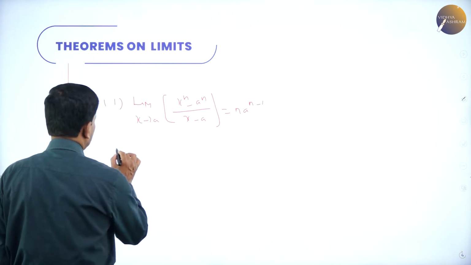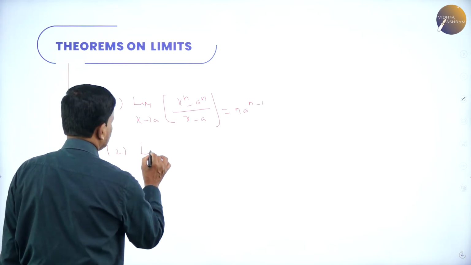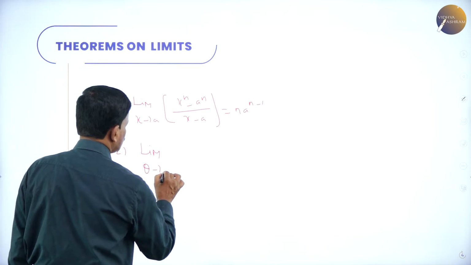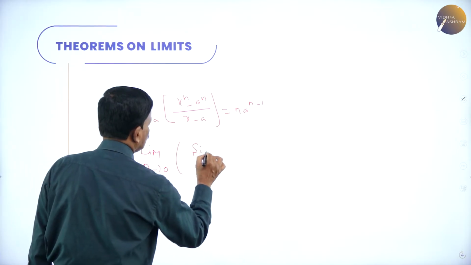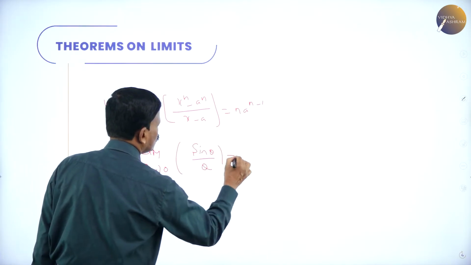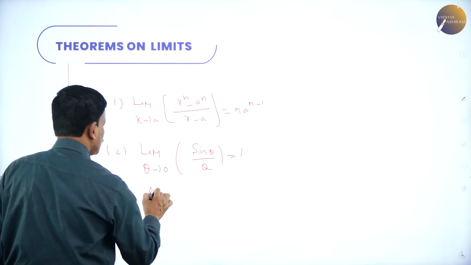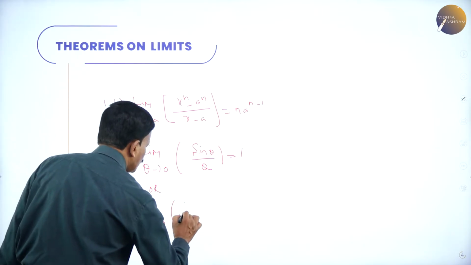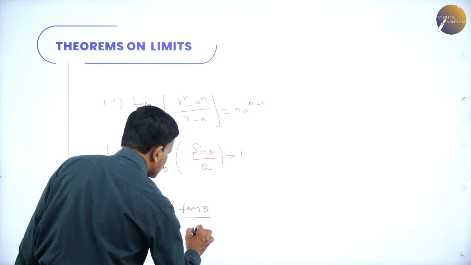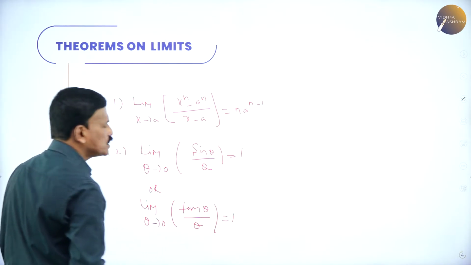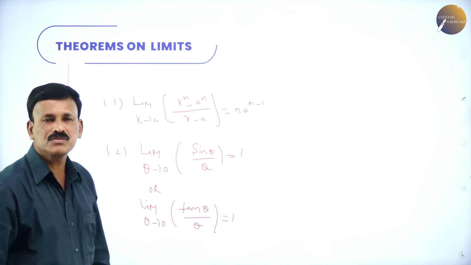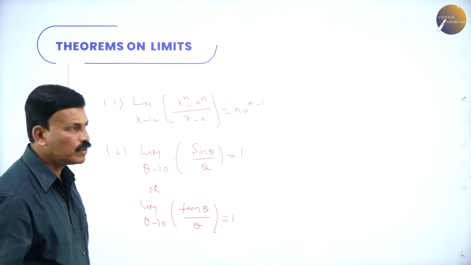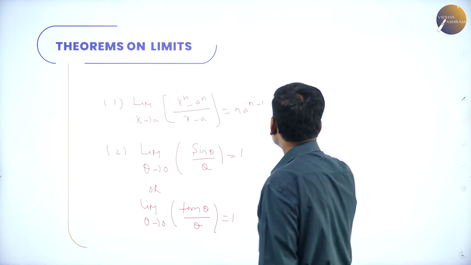Now, the very important second theorem is the sandwich theorem, that is, limit theta tends to 0 of sin theta by theta is always equal to 1. Or you might have studied limit theta tends to 0 of tan theta by theta is also equal to 1. So these are very important properties which we are using for solving the problems. Now, I will take one small example.